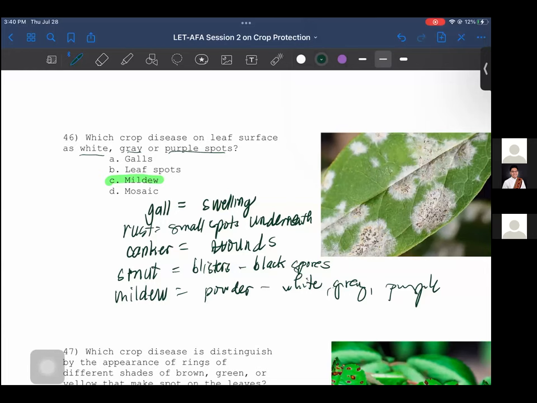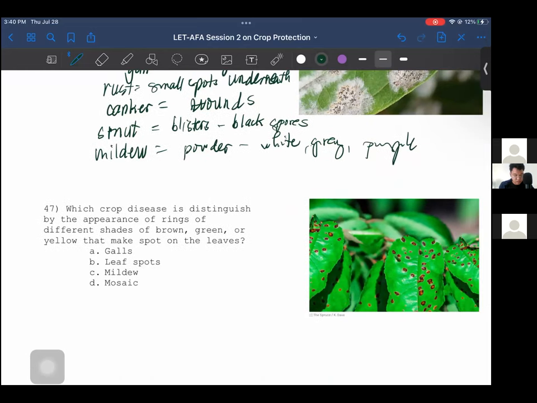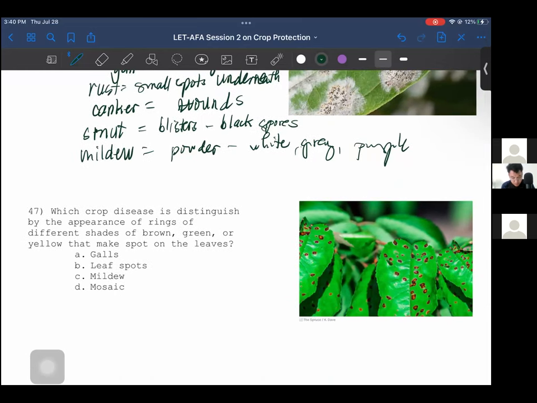Okay, let's move. All right. For number 47, we have this picture. Which crop disease is distinguished by the appearance of rings of different shades of brown, green, or yellow that make spots on the leaves? From the question itself, I already have a clue there. It says make spot on the leaves. And this is an example of leaf spot. The answer here is leaf spot.